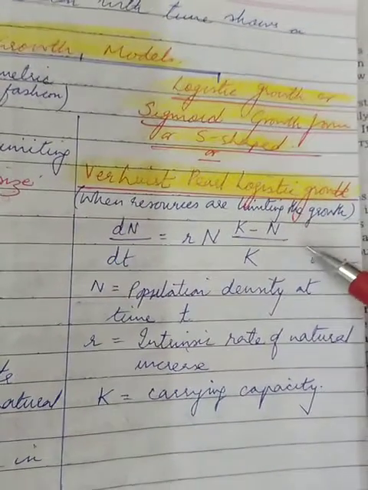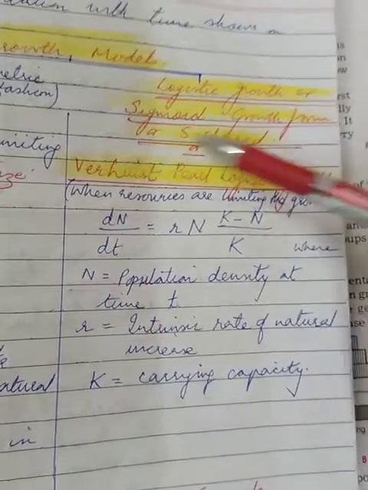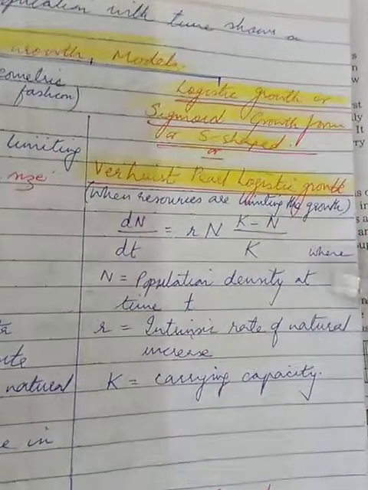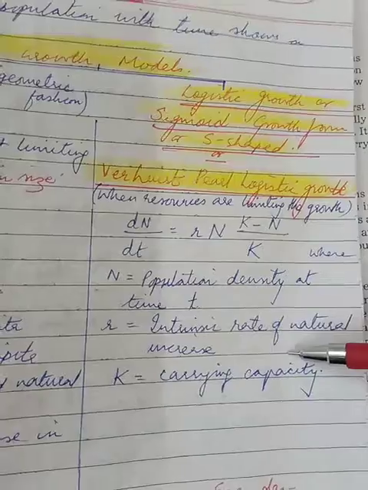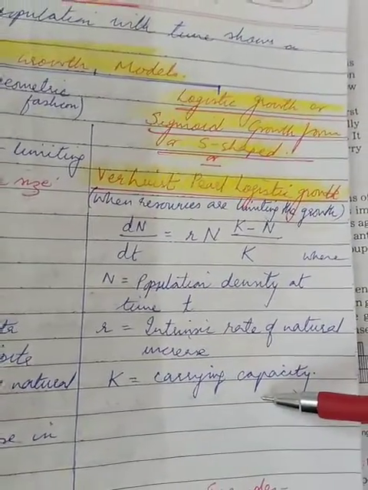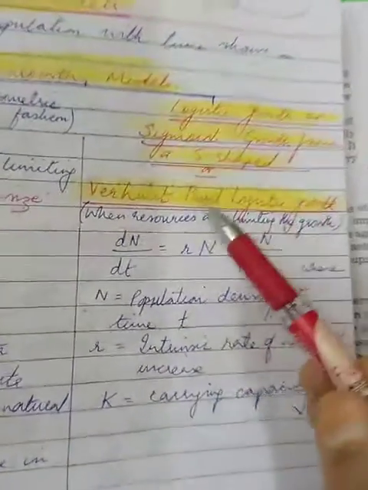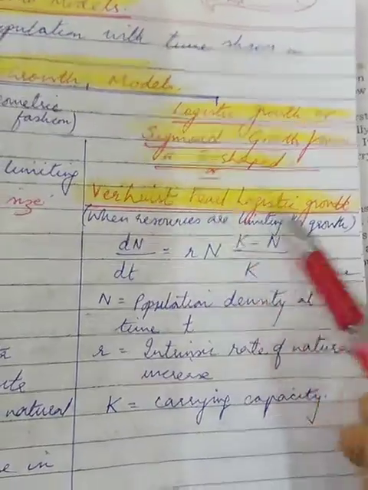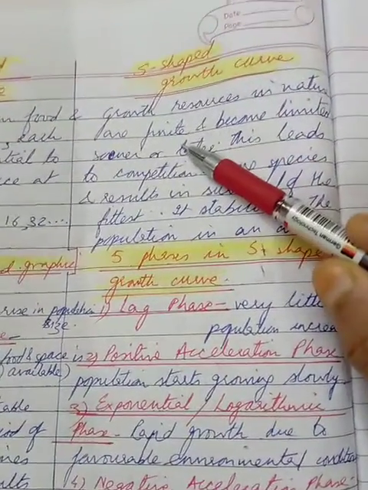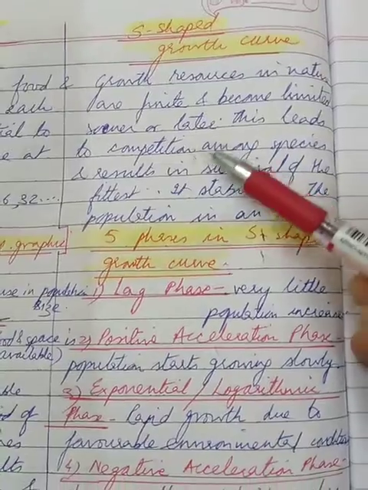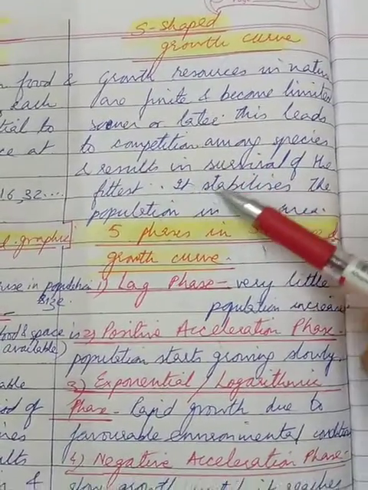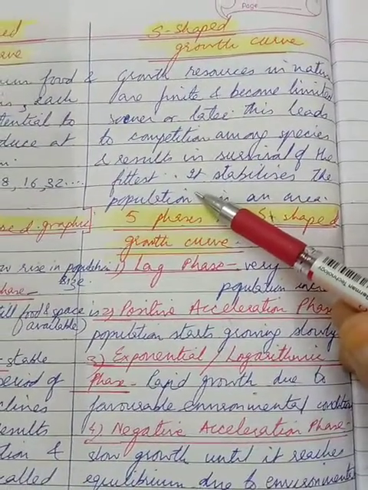This leads to competition among species members. Among the same population, things start competing with each other and result in survival of the fittest. This stabilizes the population in an area and we call it Verhulst-Pearl logistic growth. Before I come to this, I'll show you here. Growth resources being finite, they become limited sooner or later. They lead to competition among species and survival of the fittest is seen.